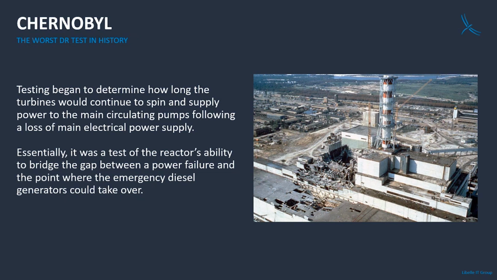Originally it was planned to test whether it would be possible to have the turbines spin for long enough until the diesel generators could start up and take over. That was needed to test whether the cooling pumps would still be operated, to have a safe operation of the reactor. They wanted to test it by reducing the reactor's power output to a low level so that they could simulate an electrical power outage.